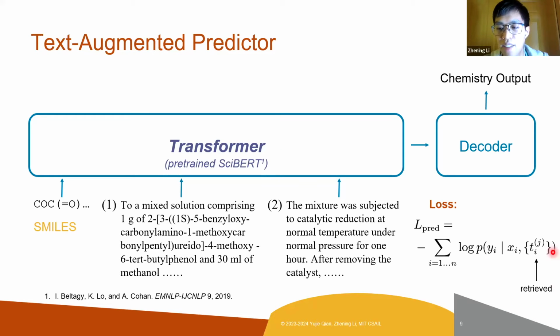Note here that even though we have text paragraphs that directly describe every single reaction input, when we train the model, we use the retrieved text paragraphs because in actual deployment, we do not know the text corresponding to user input, but instead have to retrieve them.